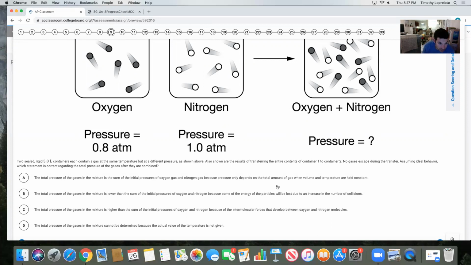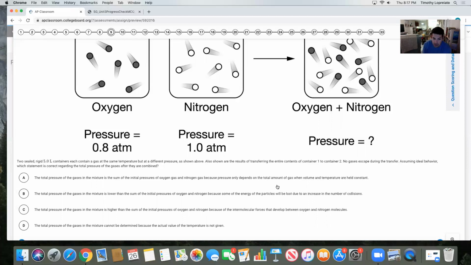Assuming ideal behavior, which statement is correct regarding the total pressure of the gases after they are combined? A, the total pressure of the gases in the mixture is the sum of the initial pressures of oxygen gas and nitrogen gas, because pressure only depends on the total amount of gas when volume and temperature are held constant. Sounds reasonable. B, the total pressure of the gases in the mixture is lower than the sum of the initial pressures of oxygen and nitrogen, because some of the energy of the particles will be lost due to an increase in the number of collisions. Well, I don't know why the number of collisions would decrease the energy.